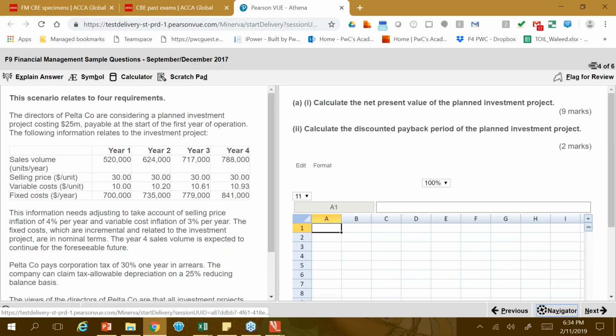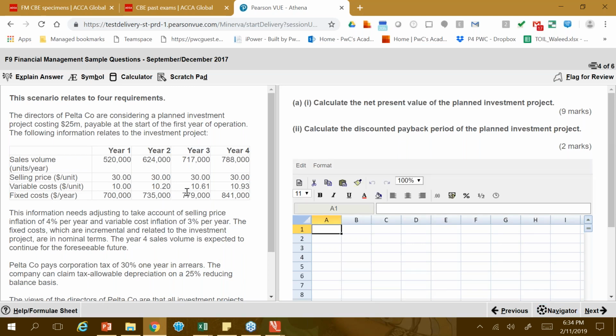Because NPV is still fresh in our minds, I think we can have a look at another quick NPV. This time I'll be a bit quicker on my workings because we have just done a very detailed NPV. So calculate the NPV of the planned investment project for 9 marks. After this NPV, we'll go into discounted payback later. Please note here that the examining team is not asking me to comment on this NPV. So no comment is needed, just a calculation of NPV of the planned investment project.